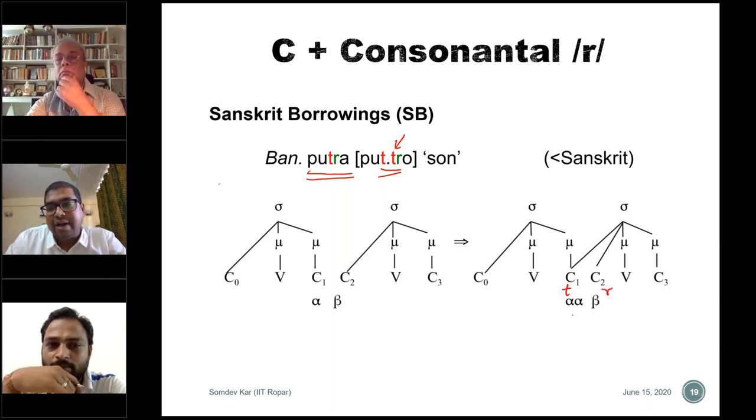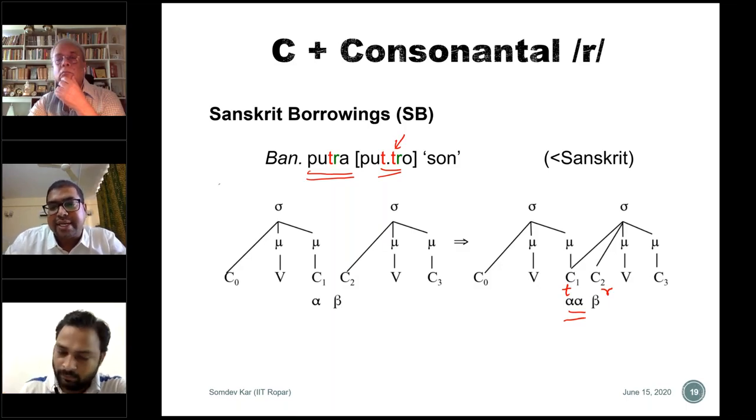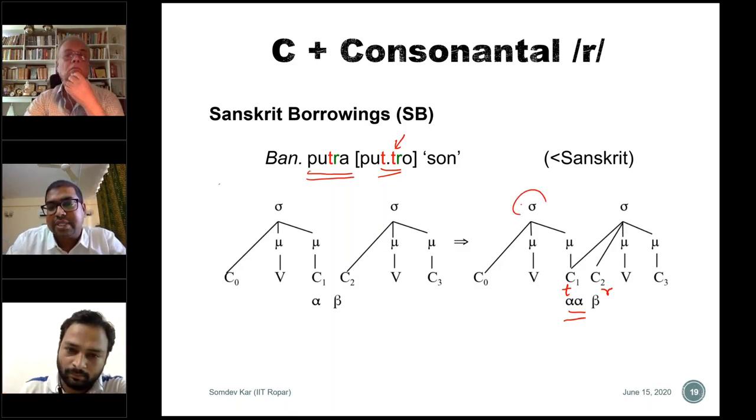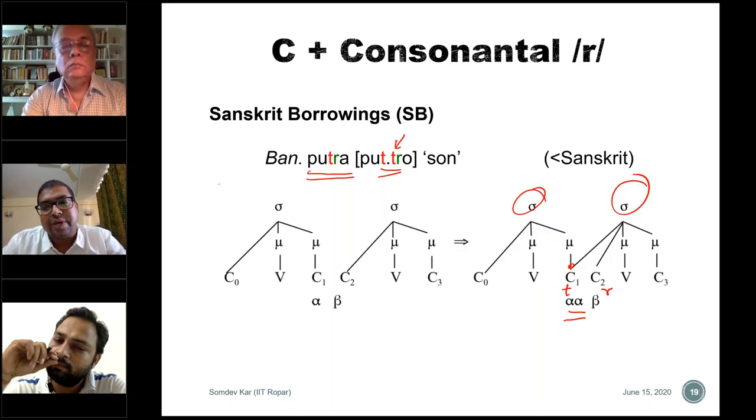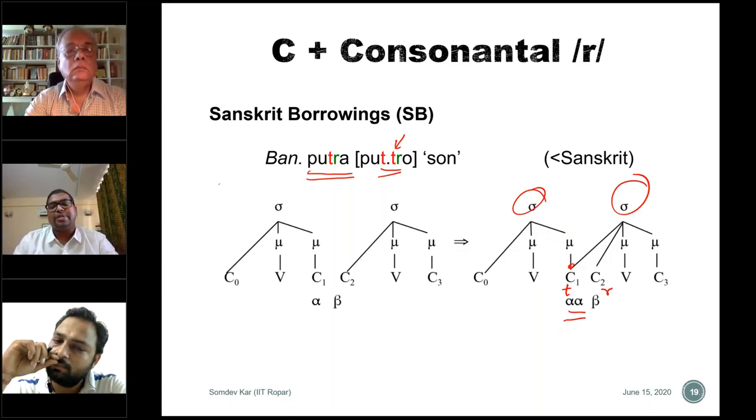So this alpha is actually being geminated. It is being shared by both the syllables, this syllable and this syllable. The onset is being shared with the coda of the previous one. So this is a representation for the geminated form.